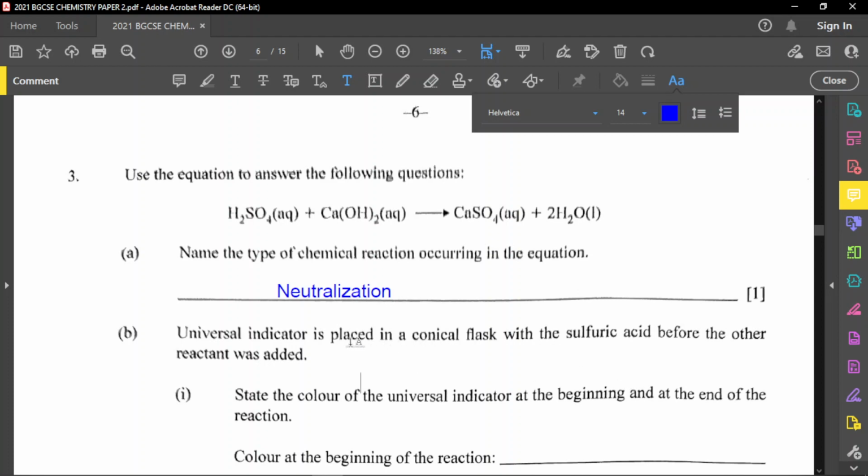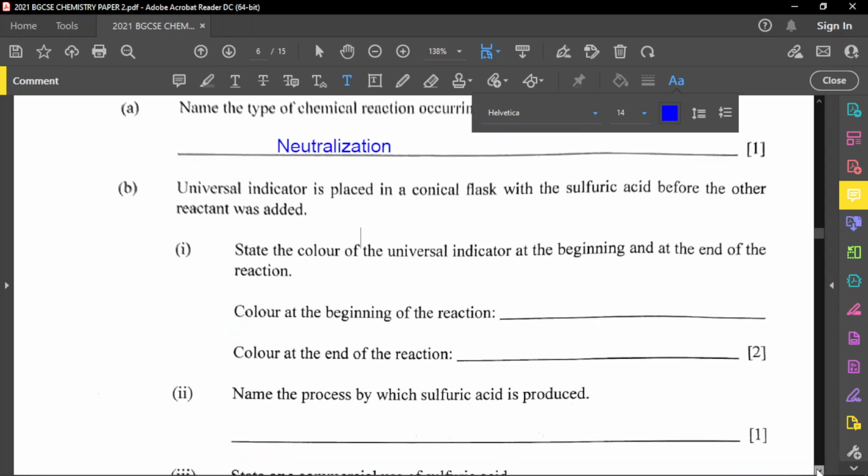Next, universal indicator is placed in a conical flask with the sulfuric acid before the other reactant is added. State the color of the universal indicator at the beginning and at the end of the reaction. At the beginning, since sulfuric acid is acidic, you're going to get a red color. You can actually say red or dark red.